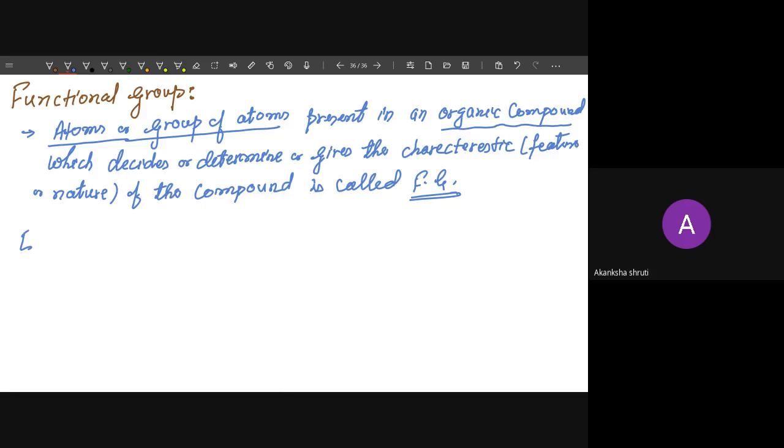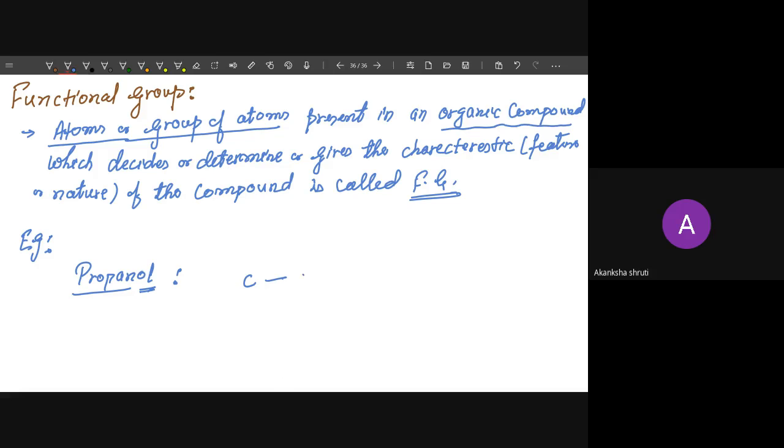Example, take the functional group. Say I'm taking propanol. Say the organic compound given is propanol. If you draw the structure of this, how do you draw this structure and how is this named? We will discuss that in our next class.